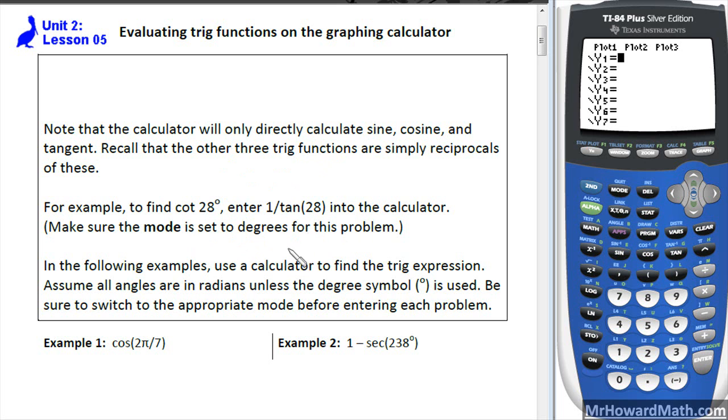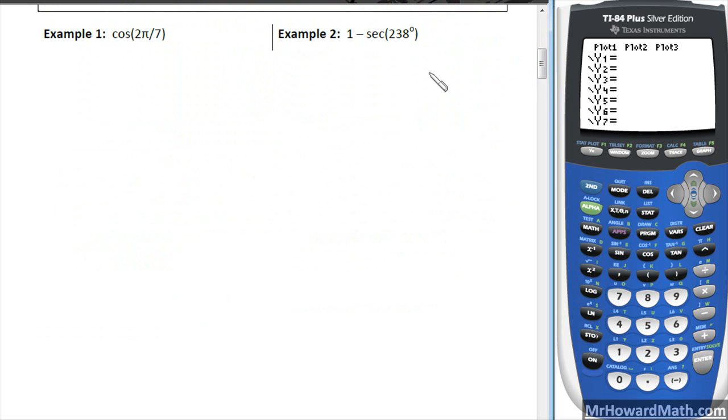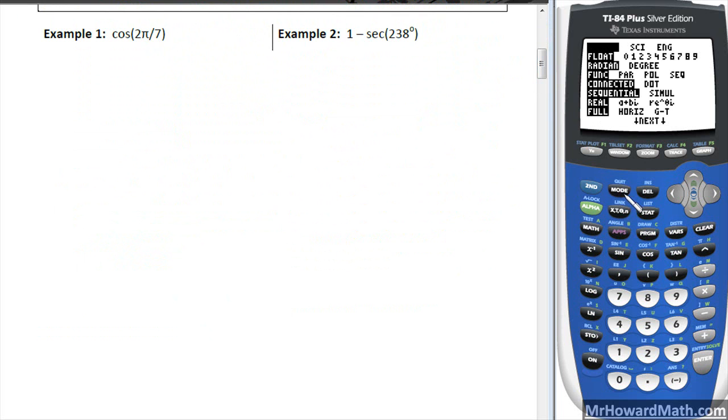In the calculator, we need to make sure of the mode, and we'll talk about that in a minute. We'll use the calculator in the following examples to work through these. The notes tell us that angles are in radians unless the degree symbol is used, and to be sure to switch between the appropriate modes. So this first one is in radians, because no degree symbol is used. We use the mode button here, and the default is going to be radian mode. But if the last person that used your calculator had it in degree mode, you would need to switch it. So we have it in the correct mode, and we can just enter this in.